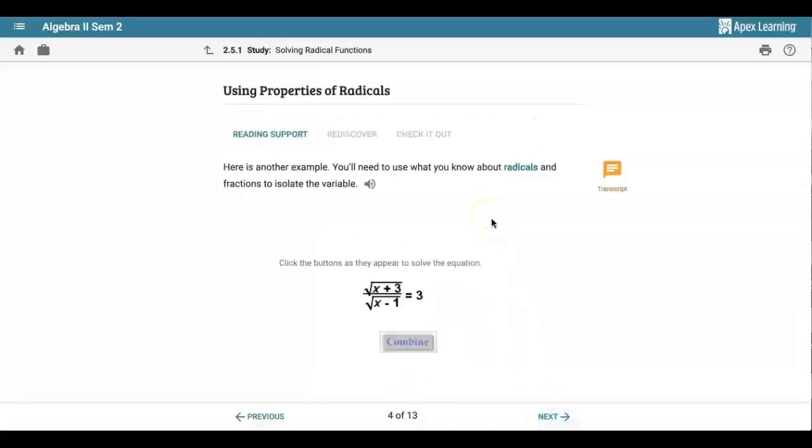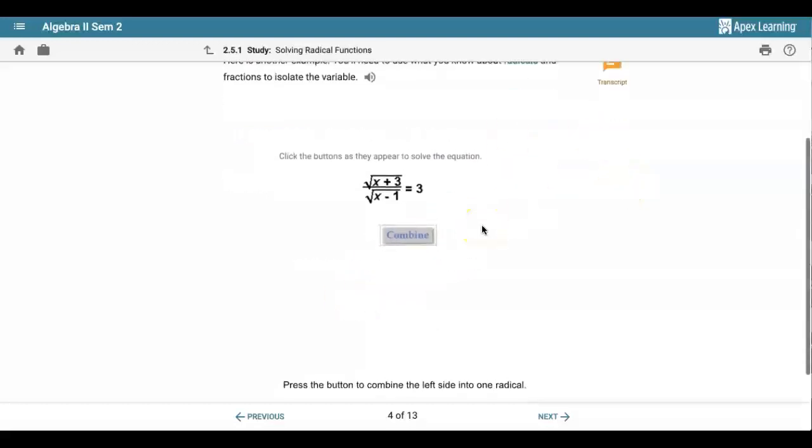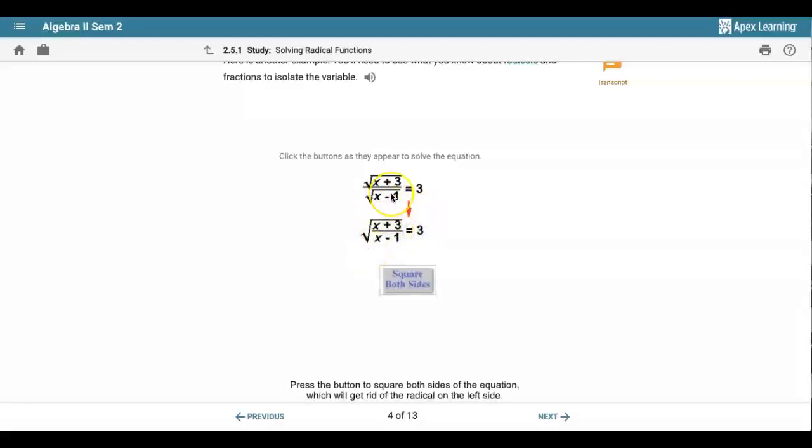Then using properties of radicals. We worked a lot in the beginning of this unit on different ways to combine radicals and to solve for things. So now we're going to use those properties. For example here, if I have these two radicals divided by each other, I can combine them by putting them under one radical symbol.